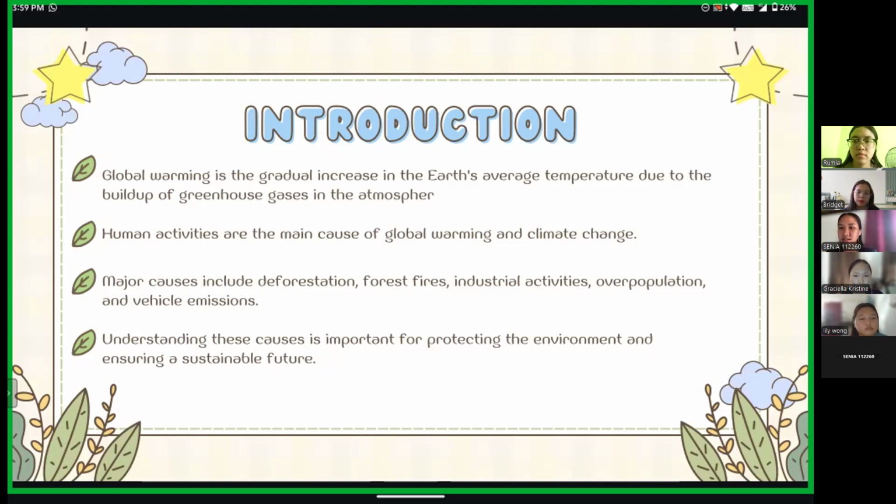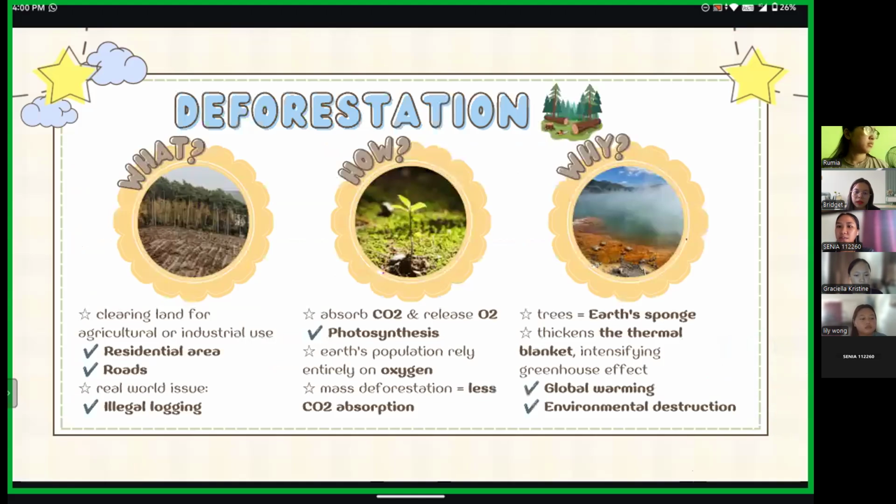In this presentation, we will explain more about the causes so that we can acknowledge this problem to make Earth a safer environment for us. If we continue to ignore this problem, the Earth will become warmer and more difficult to live in for the future generation. Now we will move to the first point, which is deforestation. I will pass this point to my other group member.